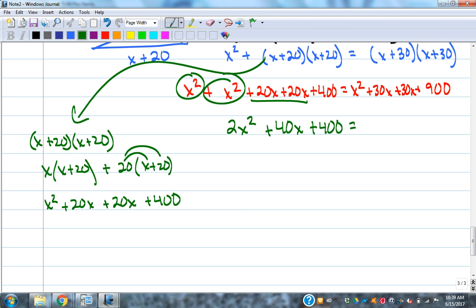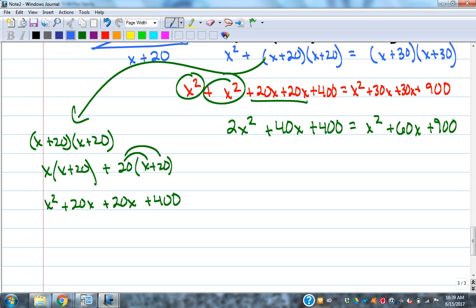Same thing on the other side with the 30, the x plus 30 times x plus 30. It's x times x plus 30 and then 30 times x plus 30. That's going to give you x squared plus 60x plus 900. 900 comes from 30 times 30. Now it's quadratic, so I need to get it equal to what? 0. Okay.